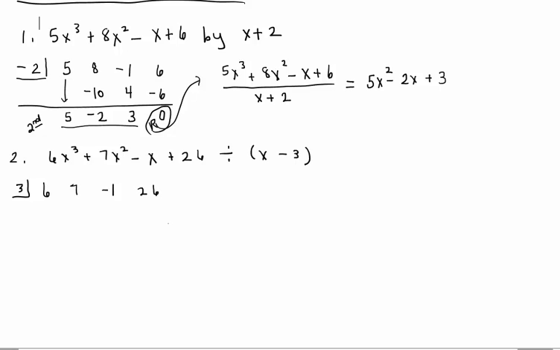All right, leave a blank row. Remember, these are the coefficients of the third degree dividend. So when we get to dividing, these are going to be the coefficients of the quadratic quotient. There we go. Bring down the 6, multiply by 3, add and get 25.